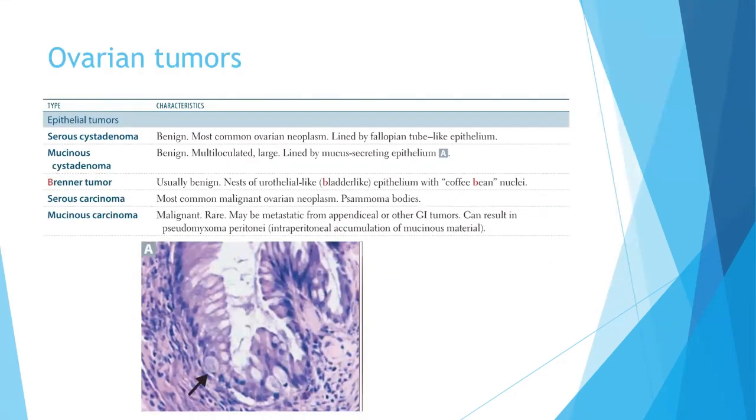So, ovarian tumors. Number one is serous cystadenoma, which is benign, the most common ovarian neoplasm, and lined by fallopian tube-like epithelium. The mucinous cystadenoma is benign, multiloculated, large, and lined by mucin-secreting epithelium. Here you can see the mucin-secreting epithelium. Brenner tumor is usually benign and behaves like a nest of urothelial, bladder-like epithelium with coffee bean nuclei. The serous carcinoma is the most common malignant ovarian neoplasm and it shows psammoma bodies.